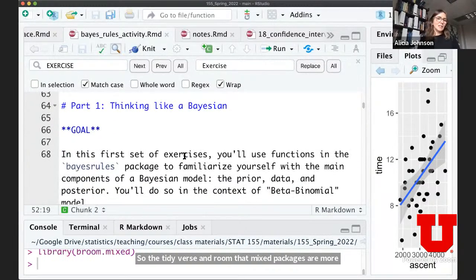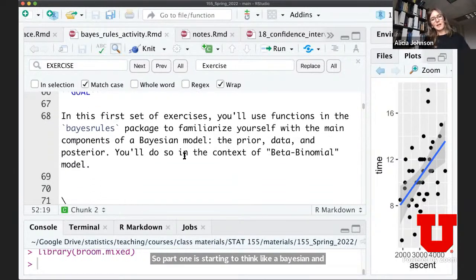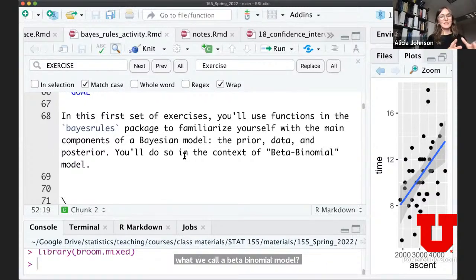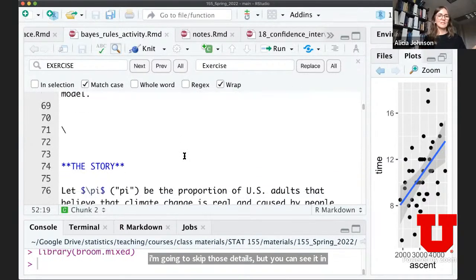All right, so part 1 is starting to think like a Bayesian. We're going to use functions from the package that we wrote for our book to familiarize ourselves with the main components of a Bayesian model: what a prior model is, the data, and the posterior. We're going to do that in the context of what we call a beta-binomial model. There are some technical details about what that is, and I'm going to skip those details, but you can see them in the book if you get curious.